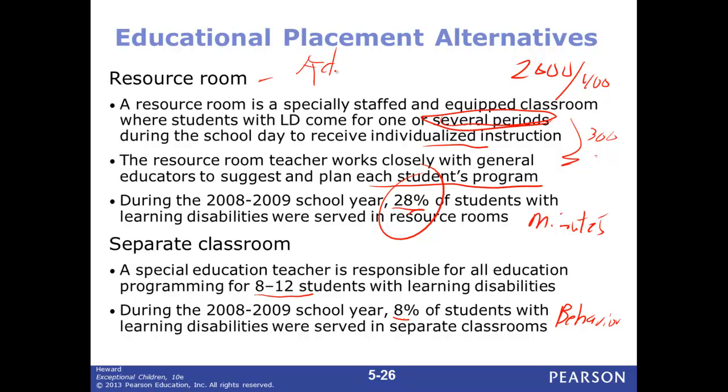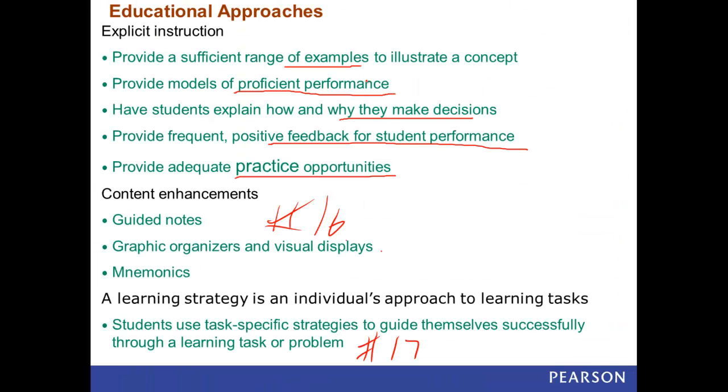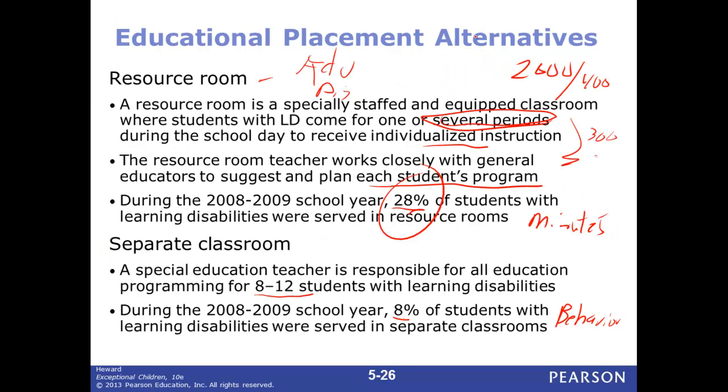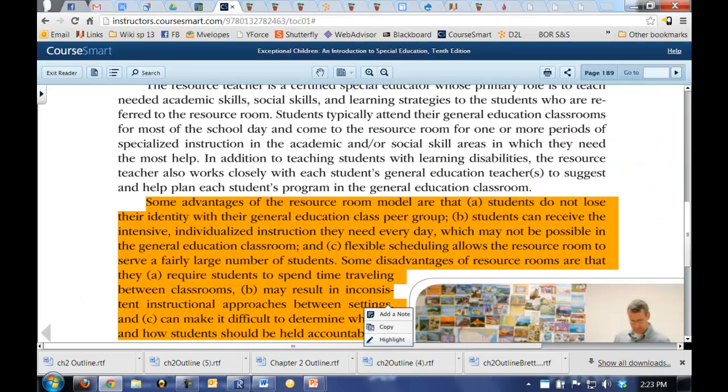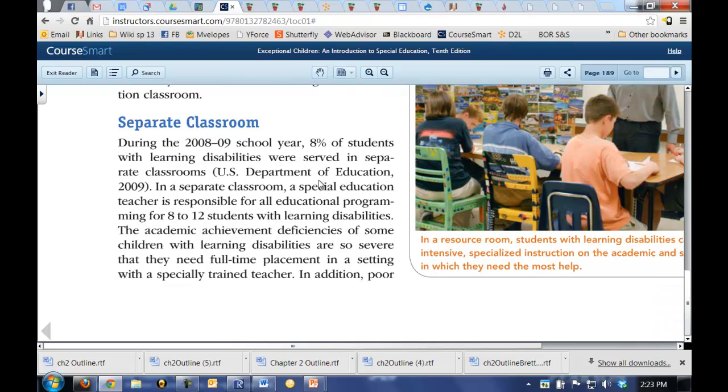Advantages and disadvantages. And what number are we on here? 18. Number 18 here. What are the advantages and disadvantages? I put it for the regular classroom, but I meant here. Oh, here. Yeah, advantages and disadvantages of that. And it comes from right here on page 189. And a separate classroom.